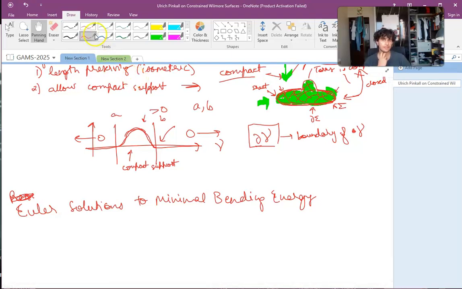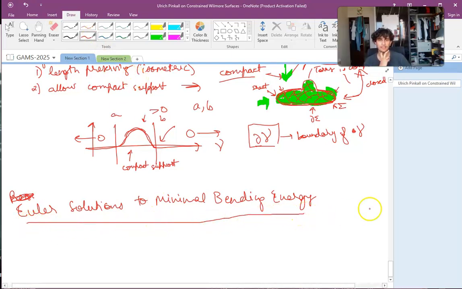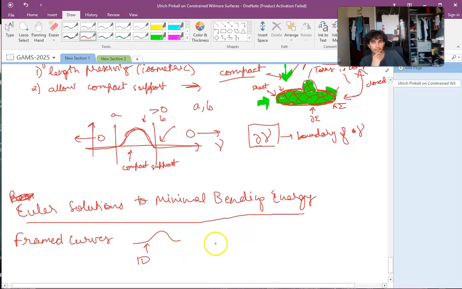Cool, so we talked about Euler's solution to minimal bending energy. And now I'm going to talk about Ulrich's generalization, or basically what he introduces next. What he introduces next is called framed curves. Now what are framed curves? We were talking in 1D the whole time, right? So in the case of framed curves, we try to make this higher dimensional. So this is 1D. And in framed curves, say I have a triangle-ish pipe over here. You can think of it as a pipe now, instead of having a wire. So something like this, I guess.